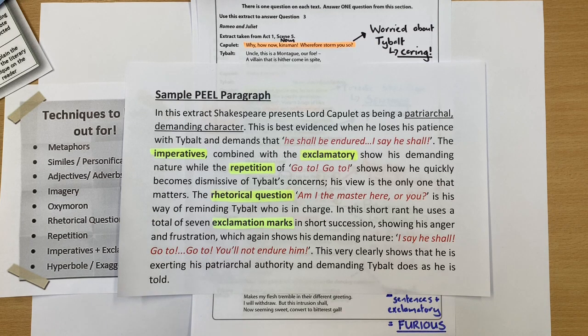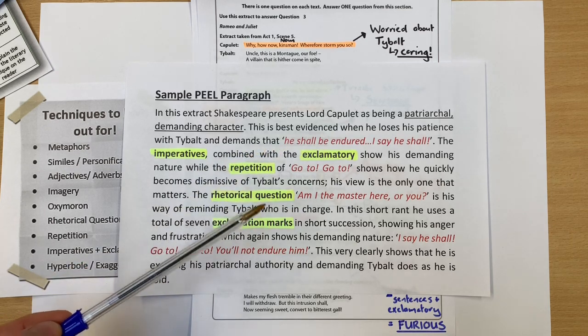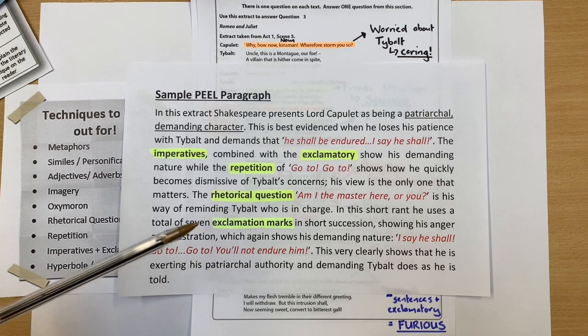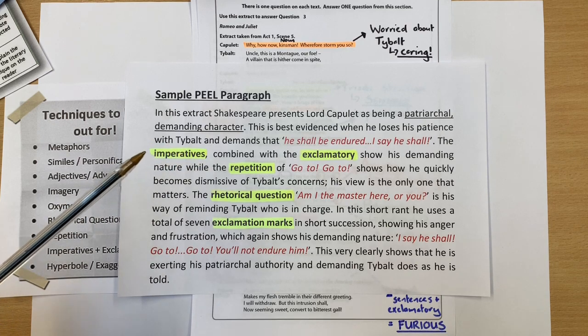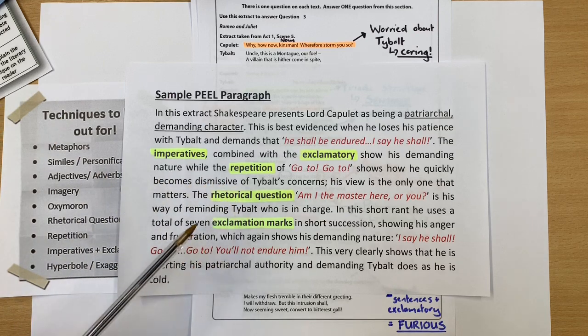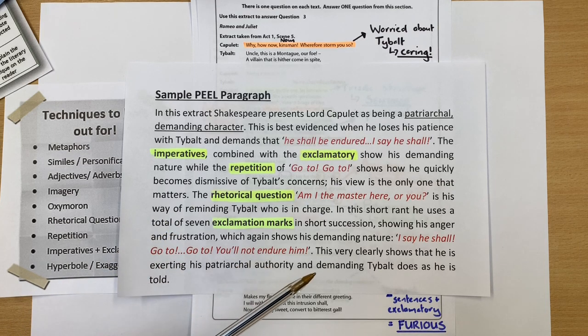So from an examiner's point of view, the positives about this PEEL paragraph are that a clear point has been made. He is a patriarchal, demanding character. We've got some good evidence in there to show him as patriarchal and demanding, so our quotes there. It has been embedded with many different literary devices commenting on the effect of imperatives, exclamatories, repetition, and rhetorical question. And in addition to that, the paragraph continually links back to the idea of him being patriarchal and dominant. For example, him being demanding, showing his anger and frustration, reminding Tybalt who's in charge. It keeps linking back to the idea in our point of him being a patriarchal, demanding character.